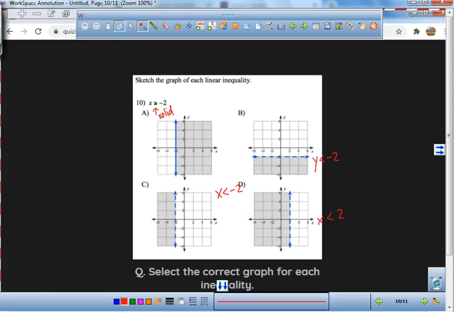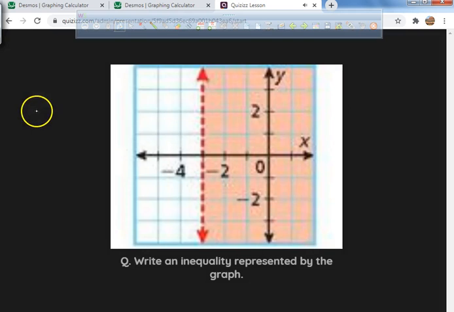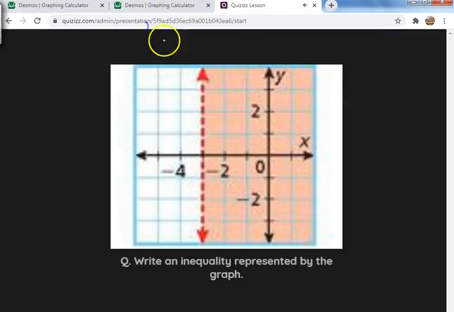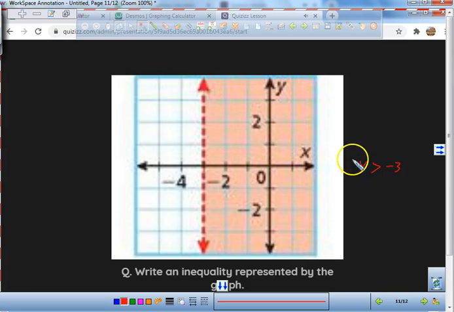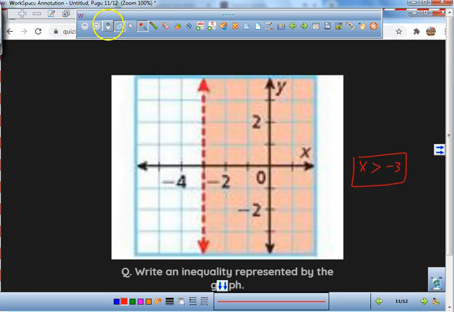All right, take a look at this. Wow, it's kind of shady here. All right, but where is this? This is right here where x is what? X is at -3. Is it shading to the right or shading to the left? To the right. So it's going to be x is greater than -3. Why is it just greater? Because that's not a solid line. That's why it's greater than. Okay?